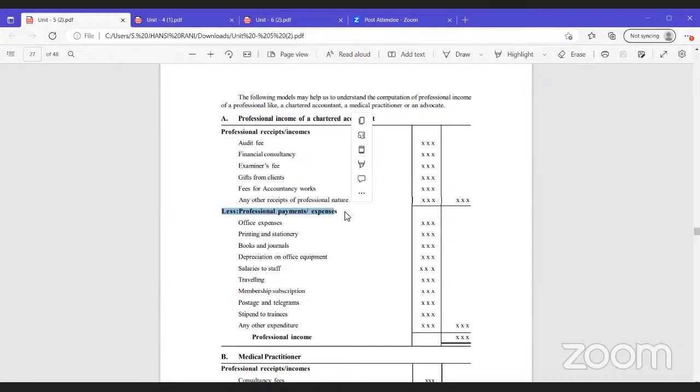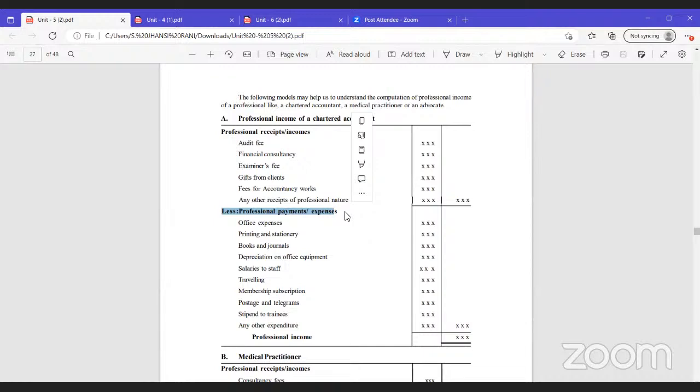So he will hire some people. For them, he will pay salaries. And chartered accountancy is such a profession where the rules keep changing every year. So he has to update his knowledge. In order to update his knowledge, he has to purchase books and journals related to his profession.